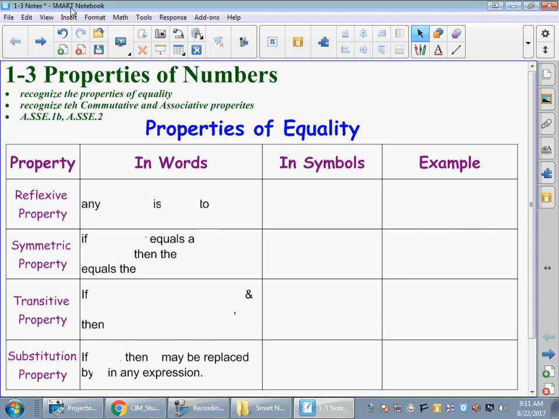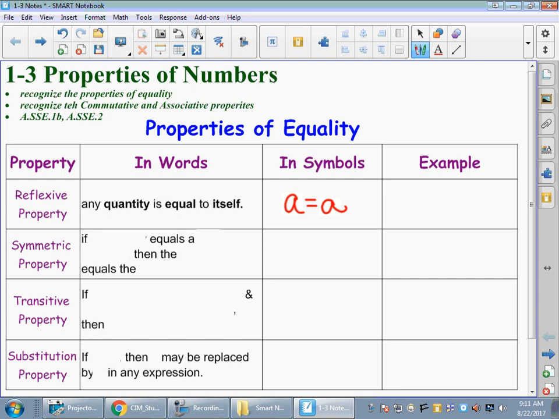So the first one is the reflexive property. This is a property that allows us to say that something is equal to itself. So in symbols, I might say that A is equal to A. Pretty straightforward. It's kind of common sense. But now we have a name to say why this exists. Not so important in Algebra 1 as it is in geometry. You're going to see all of these again in geometry.